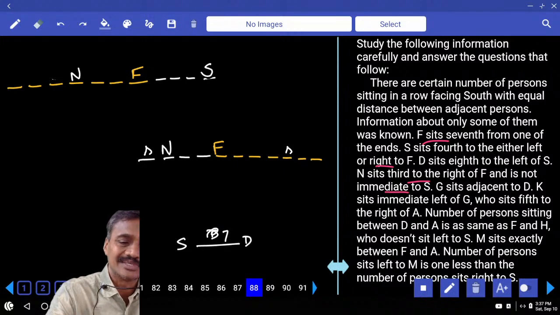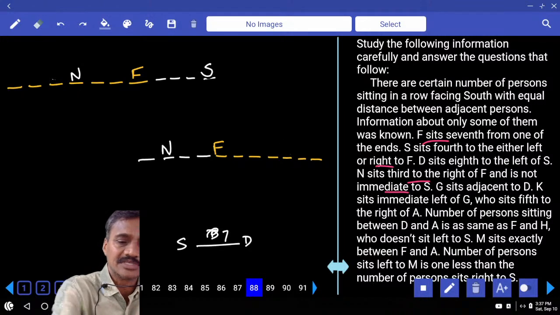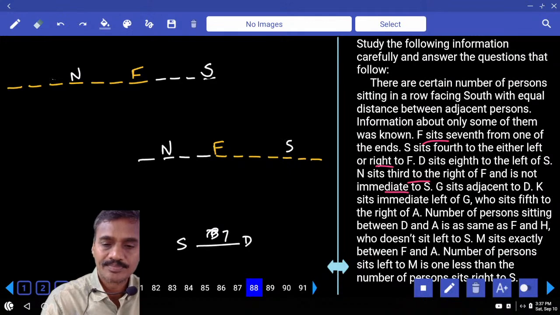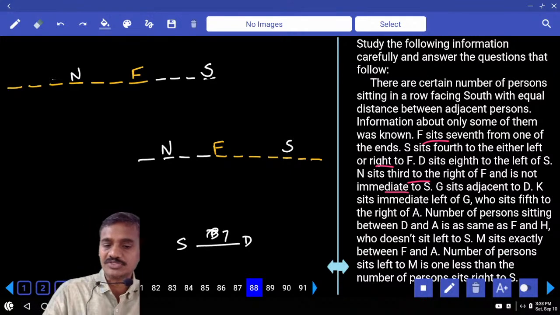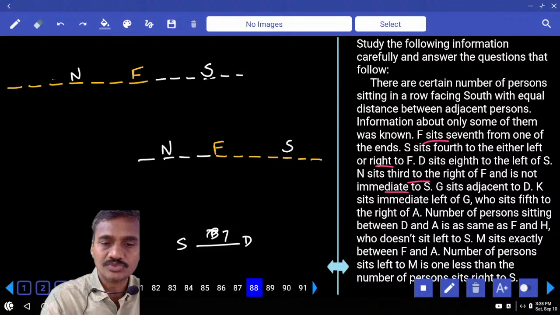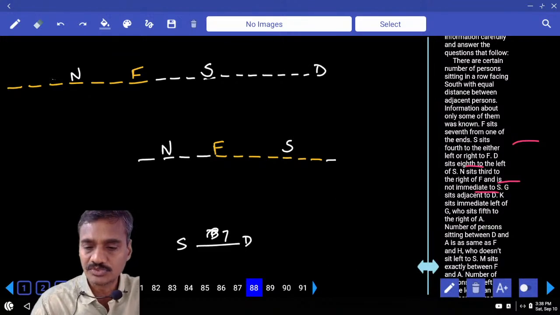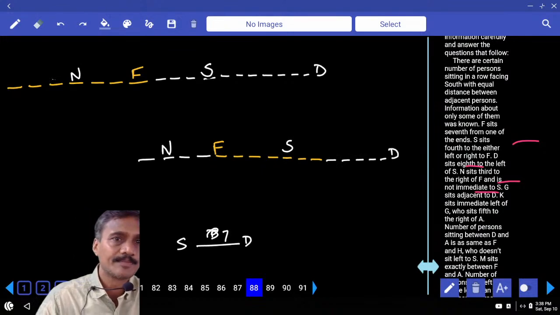Now in this case again, N is not an immediate neighbor of S, S cannot be here. As S cannot be here, hence S must be at this. And if S is here, then D is eighth to the left of S. 1, 2, 3, 4, 5, 6, 7, D is here. D is eighth to the left of S.